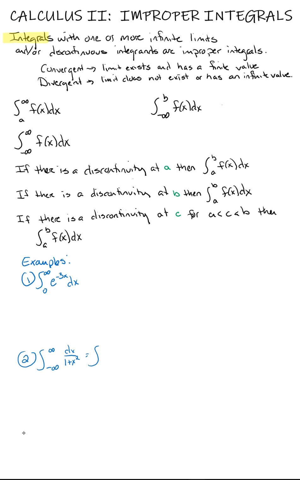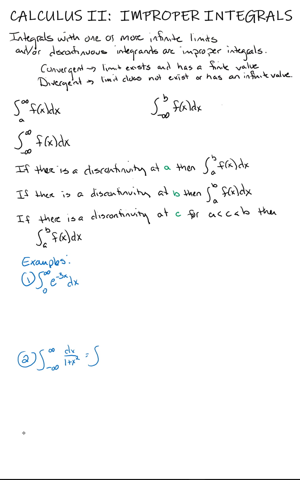We say that integrals with one or more infinite limits and/or discontinuous integrands are called improper integrals. We can talk about these being either convergent or divergent. Convergent is if the limit exists and has a finite value, whereas divergent is if the limit does not exist or it has an infinite value.